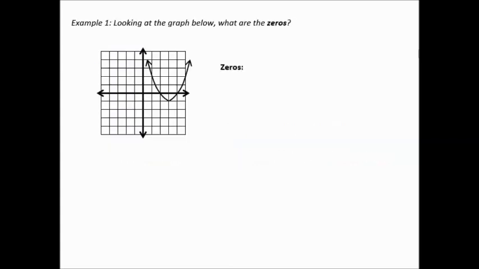So let's take a look at a quadratic graph right here. So we have our parabola shape that we've talked about in our last lesson. We have this U shape, and the question asks, what are the zeros? Remember that my zeros is when my graph crosses or touches the x-axis. So here, my zeros are right there, and they are the points (2, 0) and (4, 0). Those are my zeros.